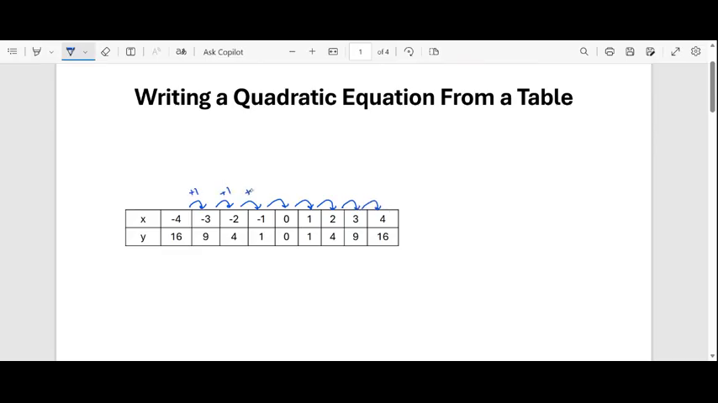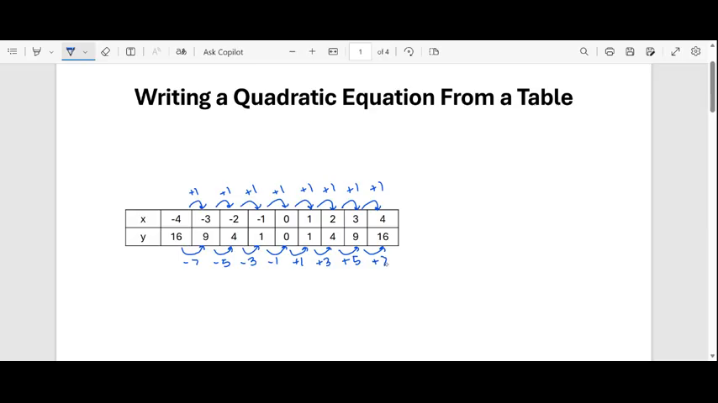Obviously, my x's, each time I move to the right, I am going up by 1, right? So from -4 to -3, I added 1, -3 to -2, I added 1, keep going. You're counting by ones, obviously. Let's see what my y's are doing, okay? So this went down by 7, then down by 5, down by 3, down by 1. Then I'm starting to go up by 1, up by 3, up by 5, and up by 7.